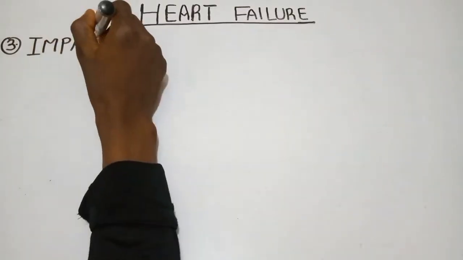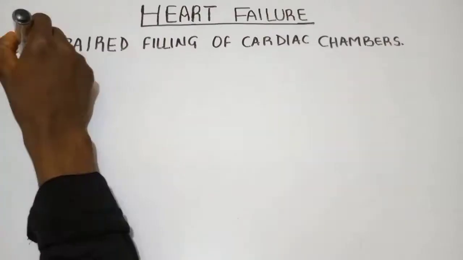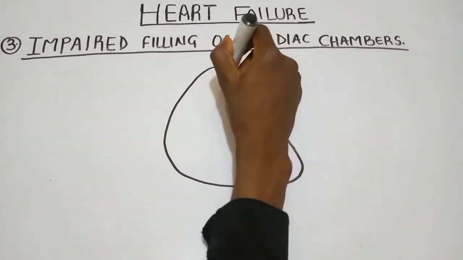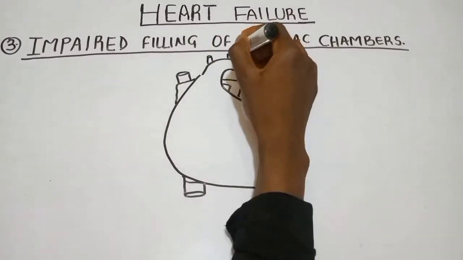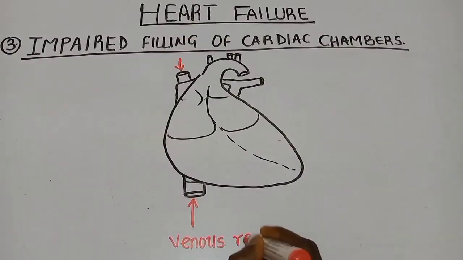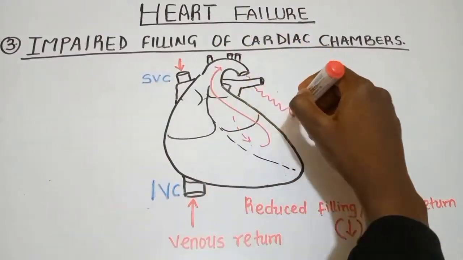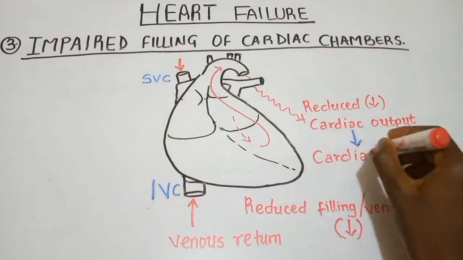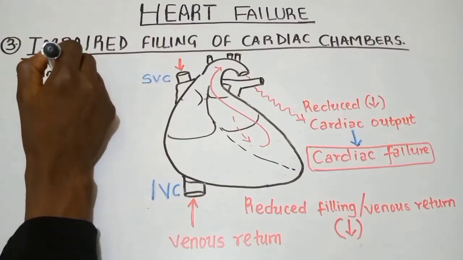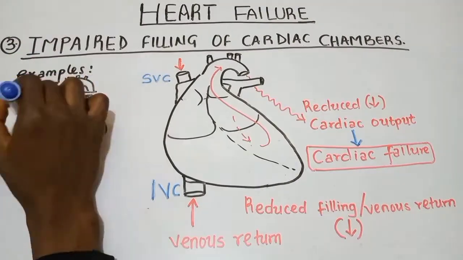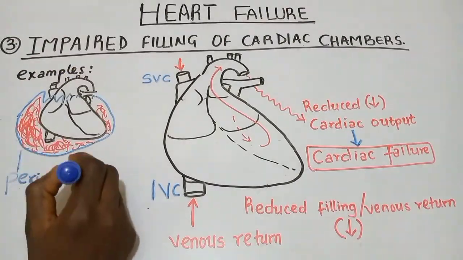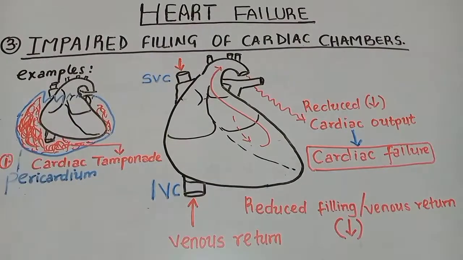Thirdly, heart failure can be caused by conditions that causes impaired filling of the cardiac chambers. Reduced venous return to the heart via the superior and inferior vena cava will cause reduced cardiac output, making the heart to fail. Heart conditions that can cause impaired filling of the cardiac chambers include cardiac tamponade and constrictive pericarditis.